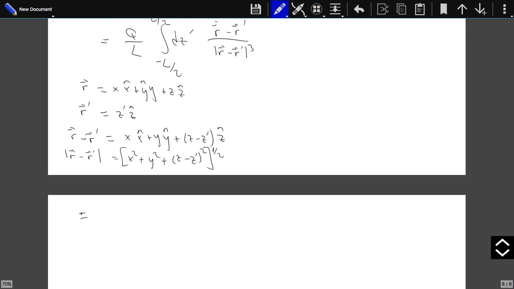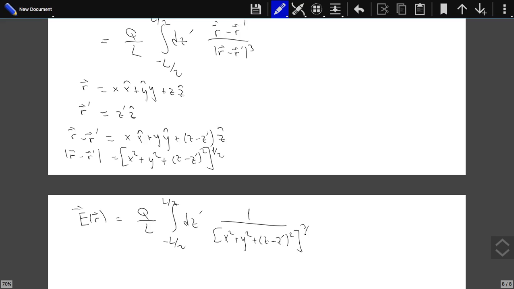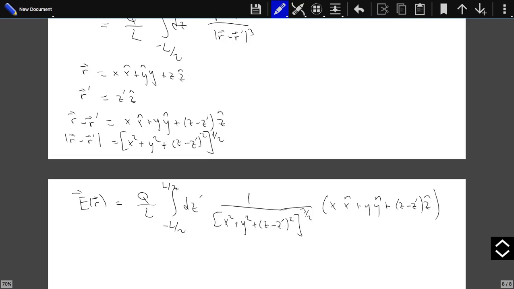The electric field at the position r is q over L from minus L over 2 to L over 2 dz prime. Well, r minus r prime vector, let's write the coefficients for it. 1 over x squared plus y squared plus z minus z prime squared to the power 3/2, times x in the x hat plus y in the y hat plus z minus z prime in the z hat direction. This is our electric field.